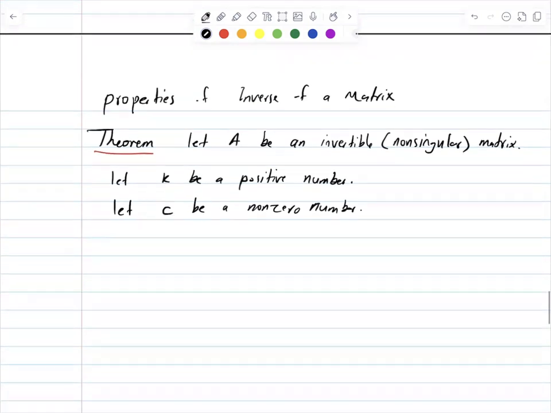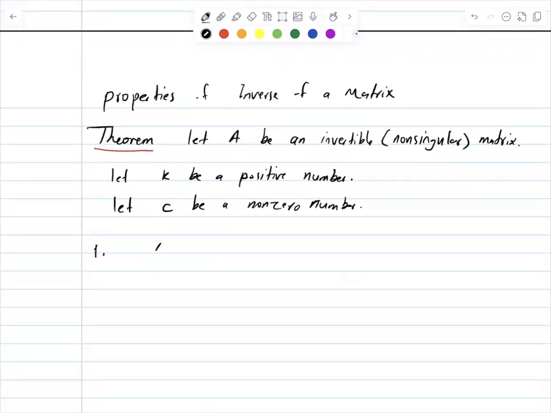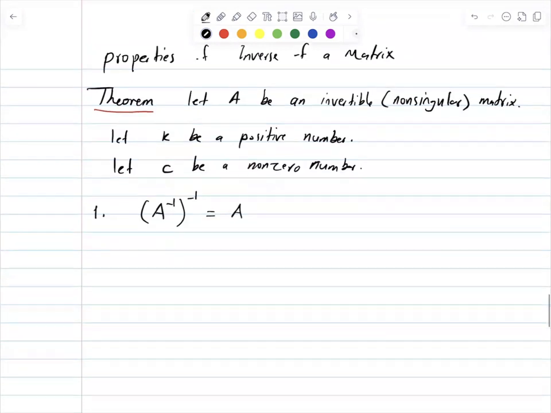The very first property is the inverse of the inverse of a matrix is equal to that matrix. This is the very first property. But how do we prove this property? Let's begin. If I ask you to prove something, you can basically use the definition and use the direct proof. By definition, we can prove this property.